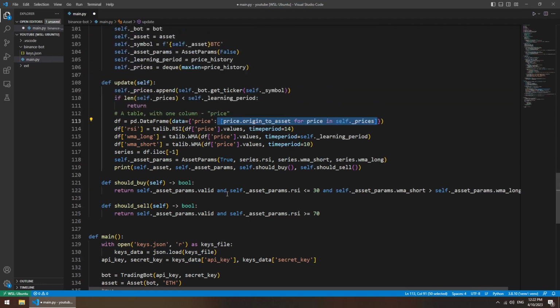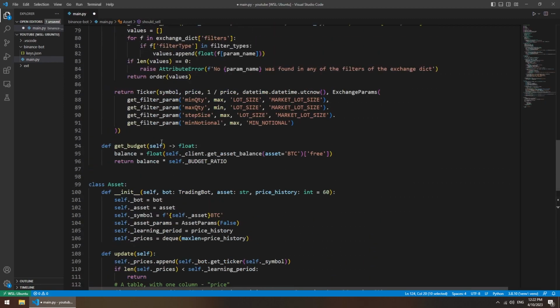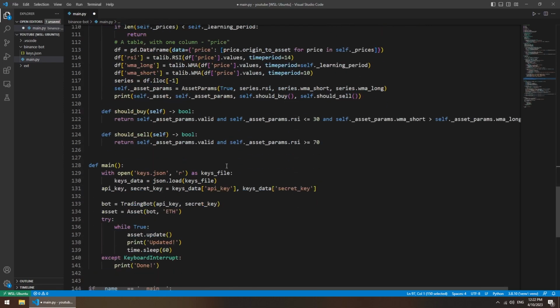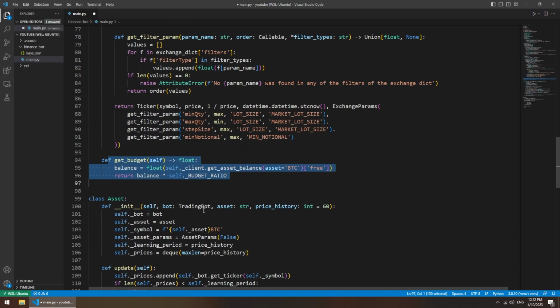In the next episode, what we're going to do is whether when we want to buy or sell, we will get the budget, since we know the budget, and we will see how much we can actually buy or sell. That's the idea behind it, according to the rules of the exchange. So hopefully this was clear enough.